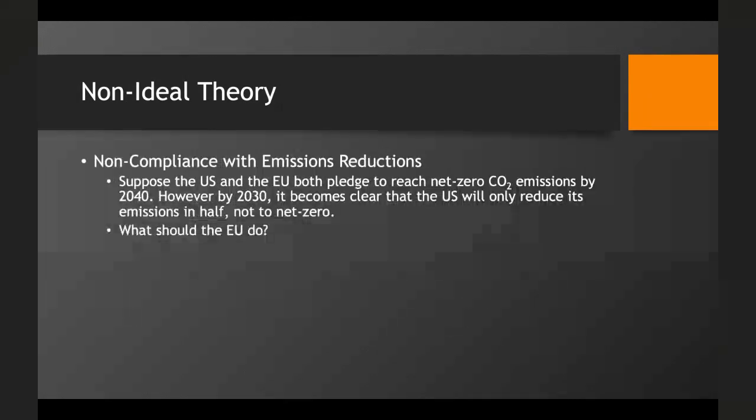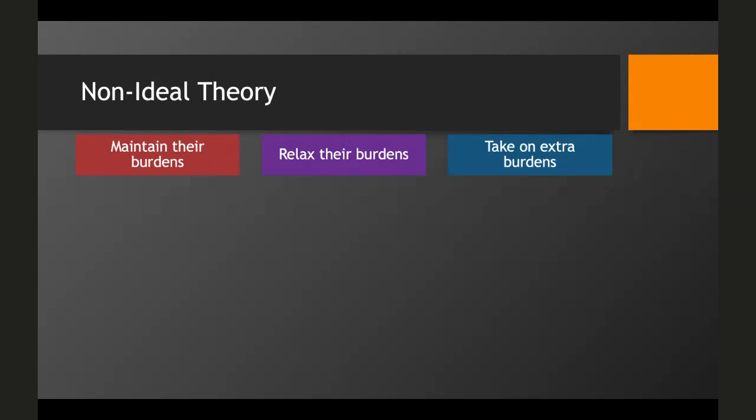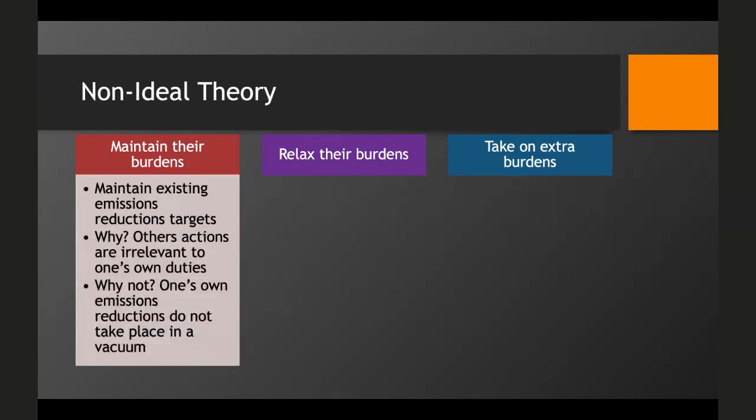So let's look at a concrete example of non-compliance. Suppose that the US and the EU both pledge to reach net zero CO2 emissions by 2040. However, by 2030 it becomes clear that the US is only going to reduce its emissions in half, not to net zero. So what should the EU do? They have three options. They can maintain their burdens, keep doing the same thing, relax their burdens, follow suit, or try to take up extra burdens to make up the slack. Now, there are compelling reasons for and against each of these positions.